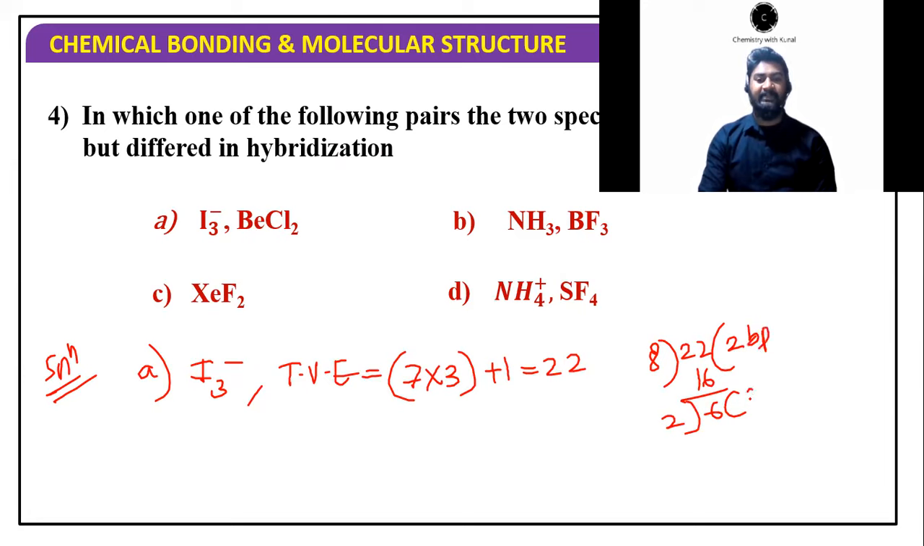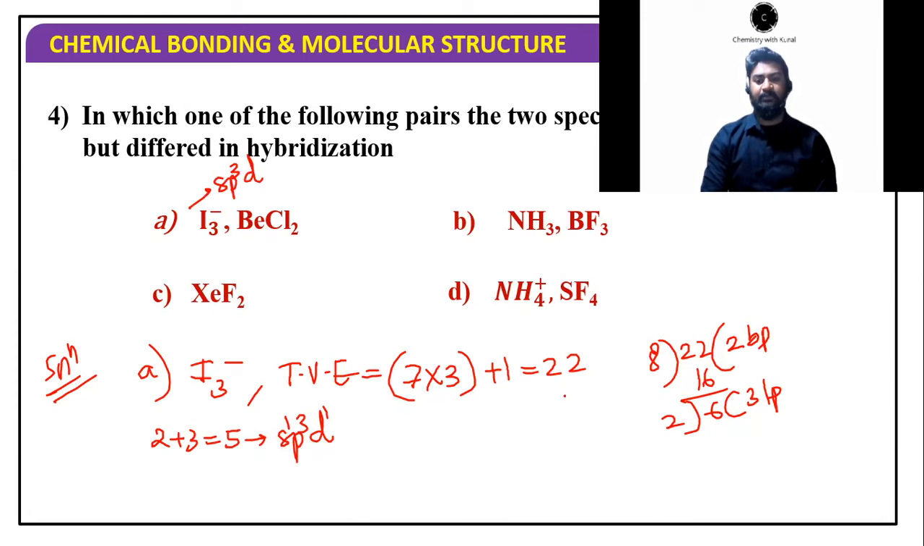2 bond pairs and 3 lone pairs, right? So it has 2 plus 3. What's the hybridization? It's 5, so it will be sp3d. Why? Because 1s, 3p, 1d. If you don't know how to do this, go and see the last video I have uploaded, where I have explained in detail how to find this. So I3 minus has a hybridization of sp3d.